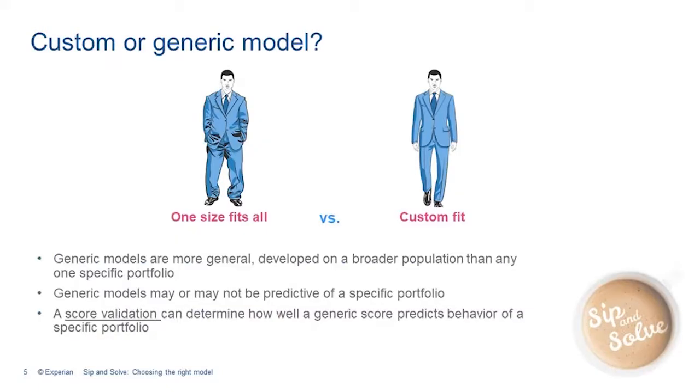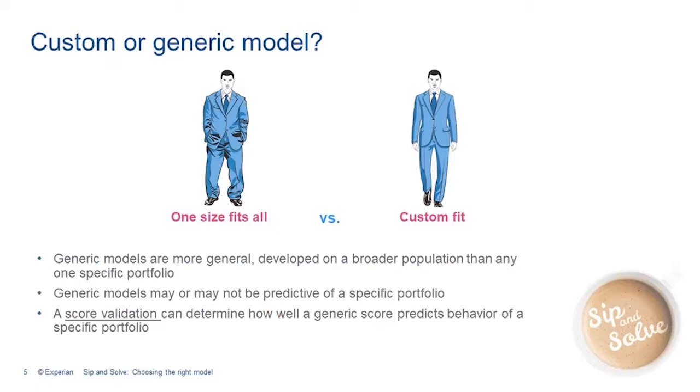Then the question is, when you're looking at a model, how do you know if you should use an industry model that's out there versus a customized model for your portfolio? And there are many industry models out there, and the question is that industry model that may be kind of like a one-size-fits-all better or good enough rather than investing in a custom model?